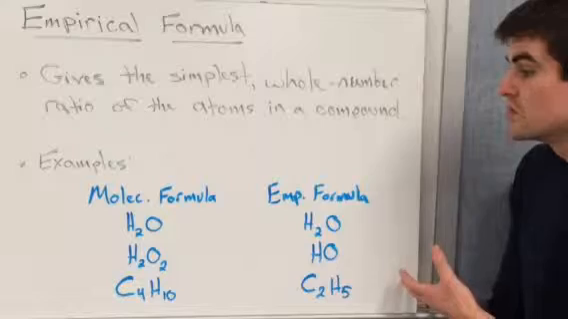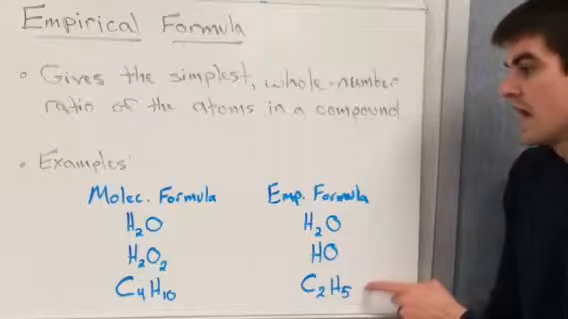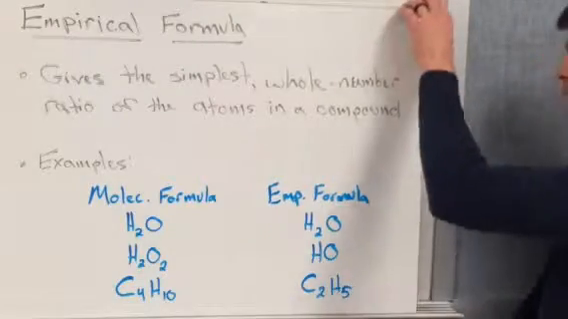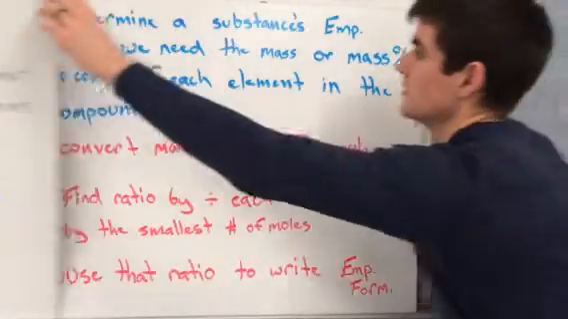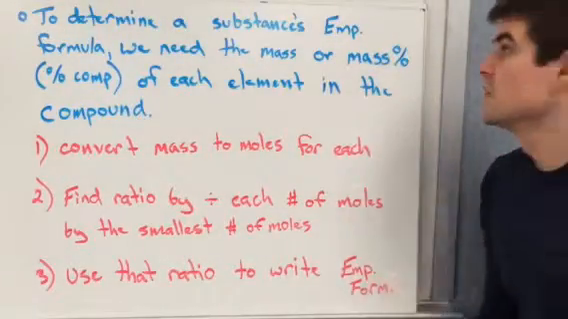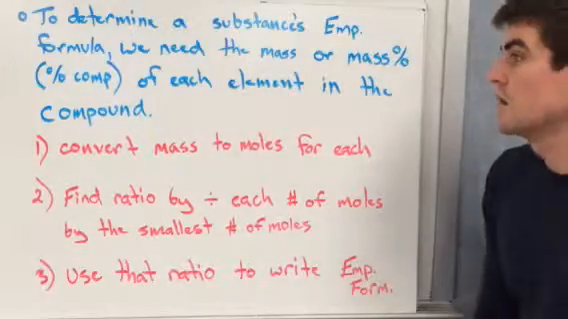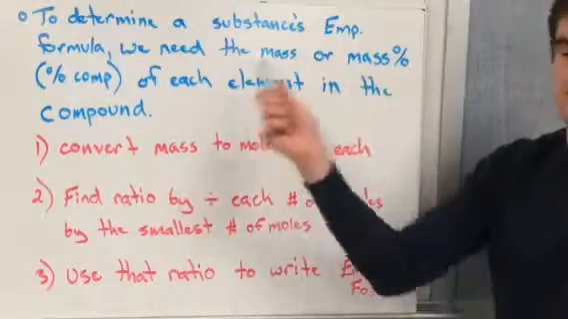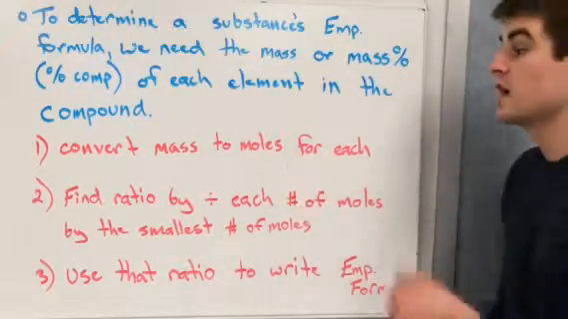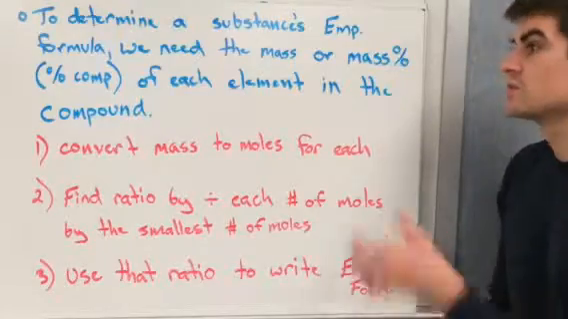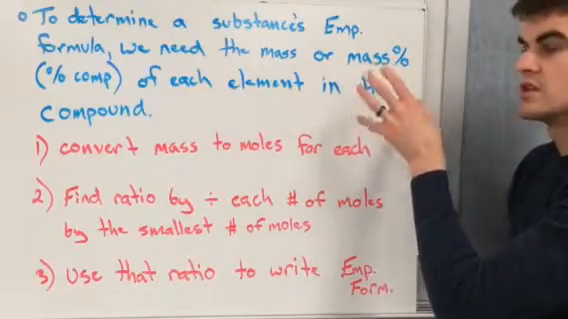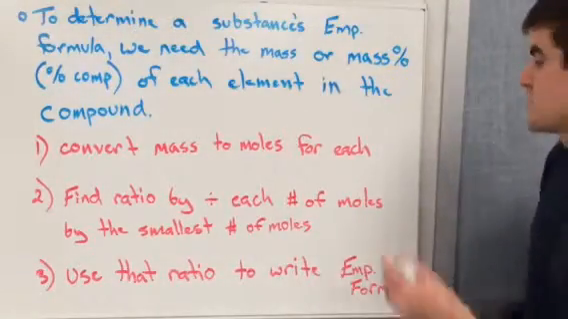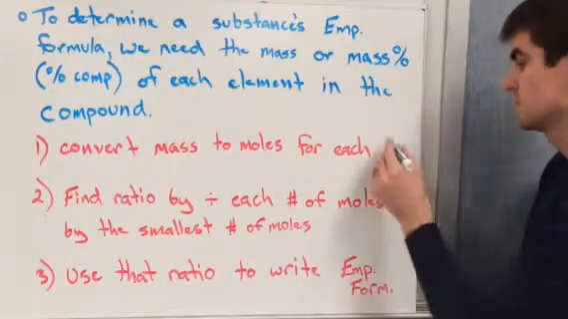I guess what we can do is we can find this, and then given something else, we can find this, which we'll talk about later. So how do we find this empirical formula? To determine a substance's empirical formula, we need the mass or the mass percent. So we talked about percent composition, that's exactly the same thing, of each element of the compound. So first thing we want to do, once we have that, and you should be given this or given a way to find it, we want to convert mass to moles for each element.